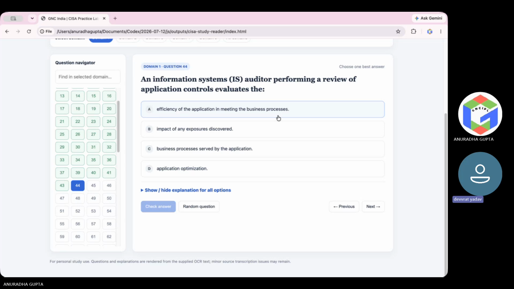But they have written the wording 'impact of any exposure discovered'. So basically they are not saying VAPT specifically, they are saying any exposure, any type of exposure, any impact of any risk assessment you have done or not. Yes, yes. Fine.